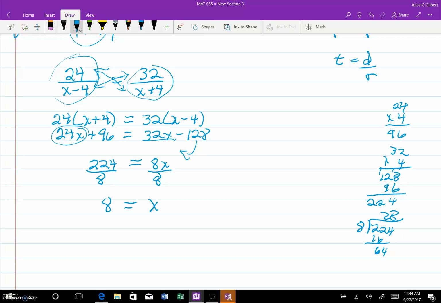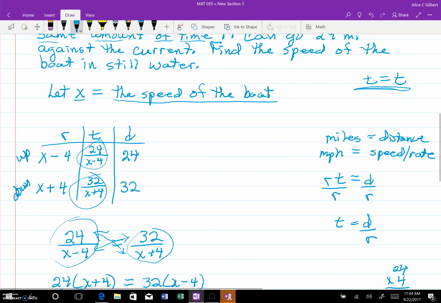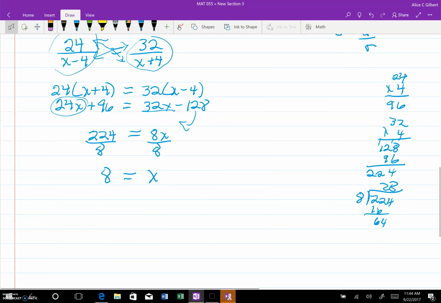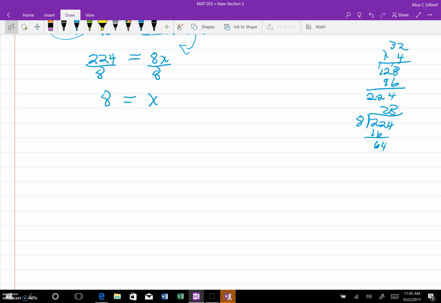X equals 28. And x is the speed of my boat, and this is an applied problem, so my final answer has to be in a complete sentence. So the speed of the boat is 28 miles per hour. And there you go. I'm going to do another one in the next video.